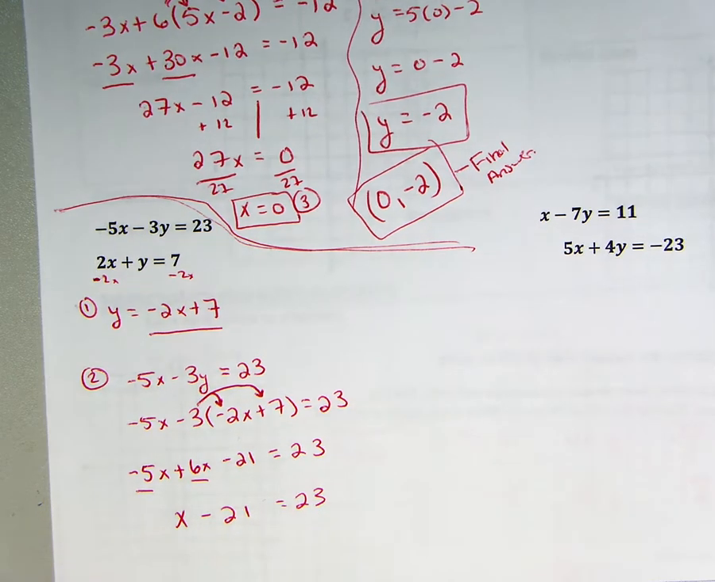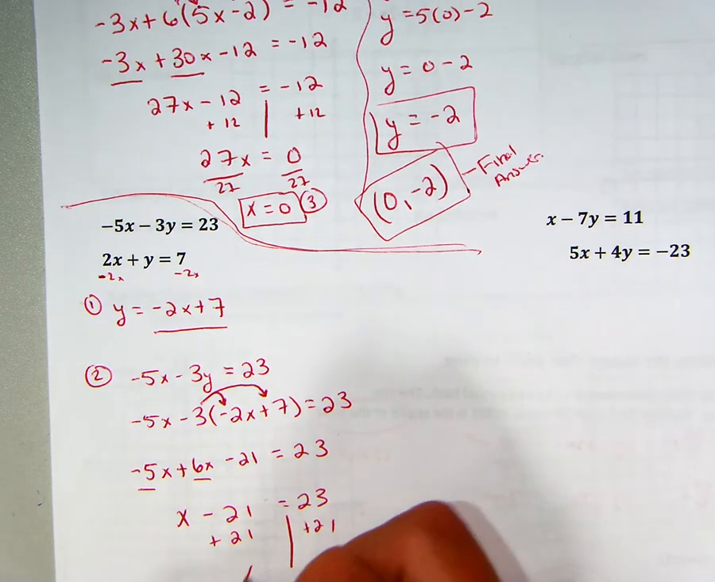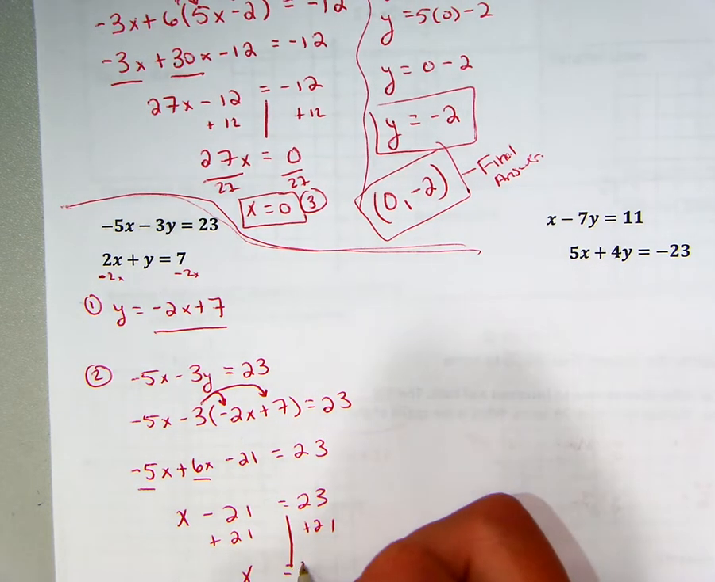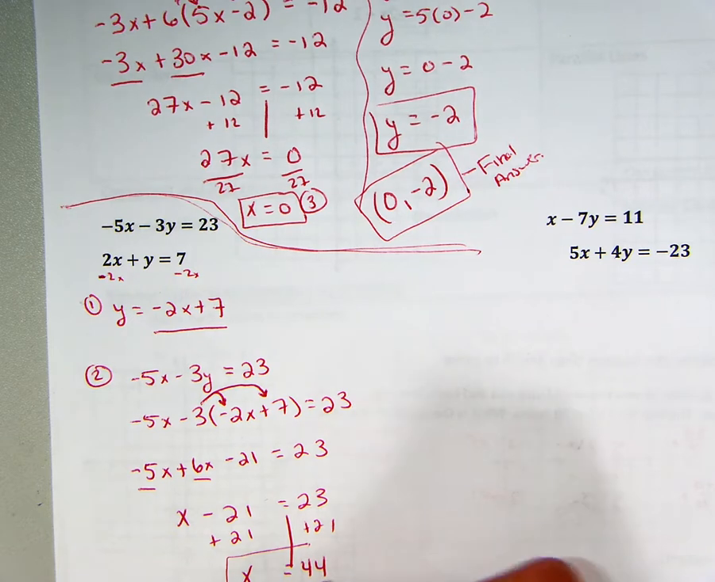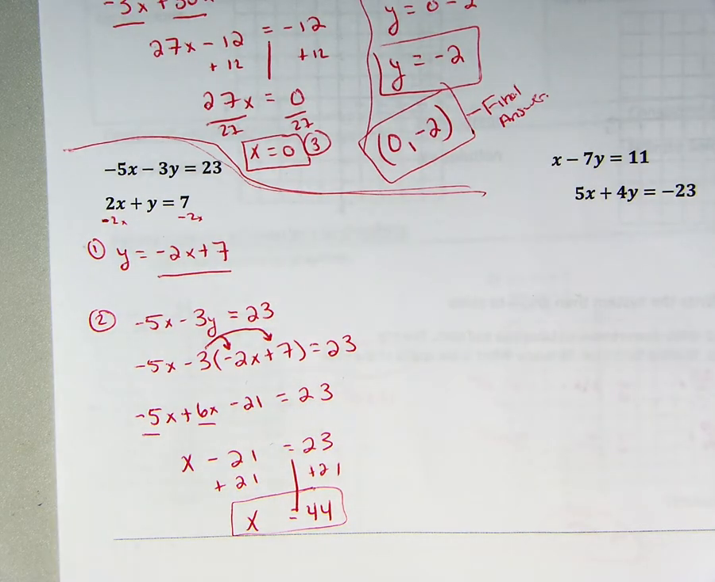I lied about the fractions. And I add 21 on both sides. I get x equals 44. All right, this is a great example of why this would suck to graph, because you'd have to go all the way out to 44.